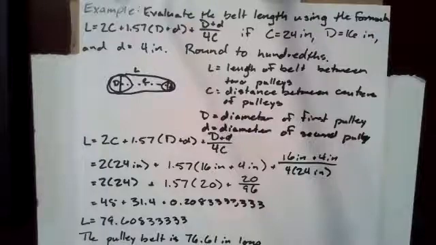C is the distance between the centers of the pulleys. Capital D is the diameter of the first or larger pulley, and lowercase d is the diameter of the second or smaller pulley. It doesn't really matter which D represents which pulley because we're adding them, and it's not going to change the value if we put the smaller pulley's diameter in for capital D and the larger in for lowercase d.